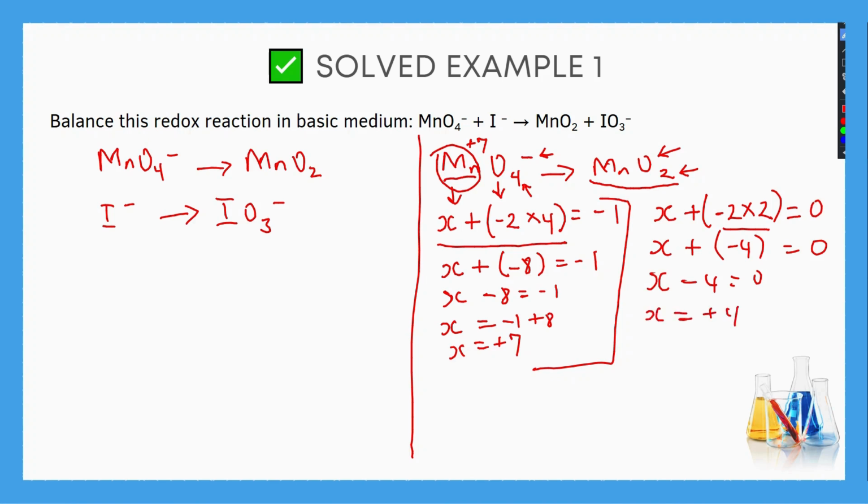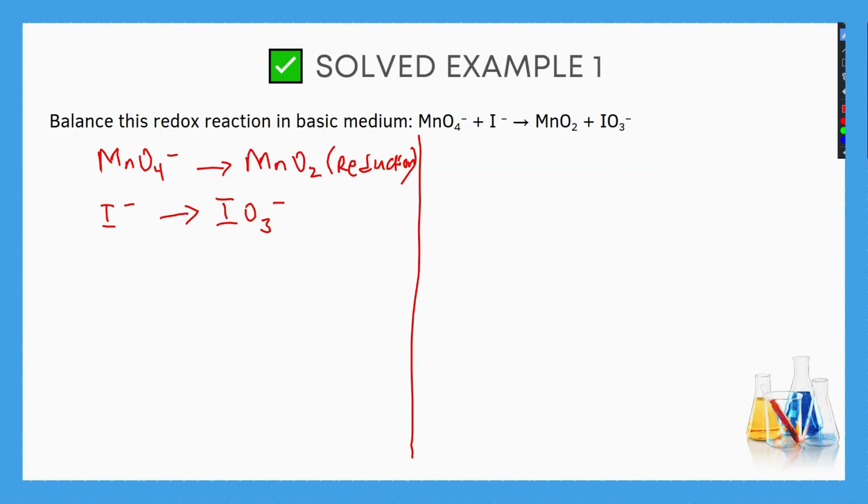So what this tells us is that manganese has an oxidation number of +7 here and an oxidation number of +4 here. Now, when something goes from +7 to +4, we say that it has reduced. So therefore, that automatically means that this is our reduction half. So now let's calculate the oxidation number of iodine and see whether we'll get oxidation.